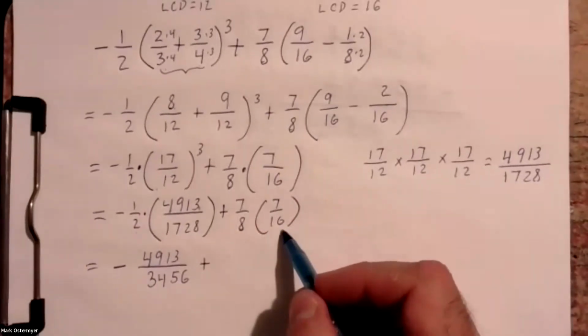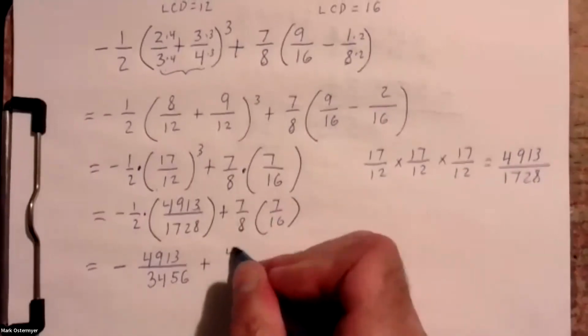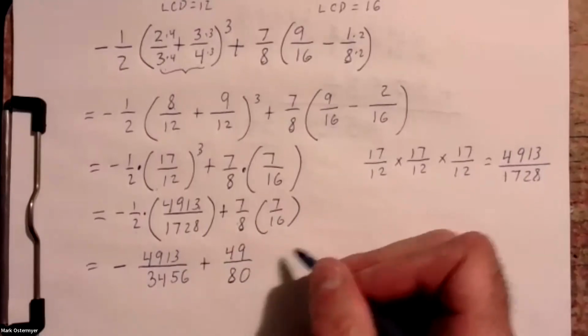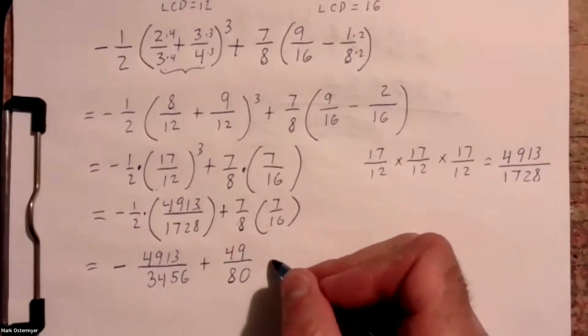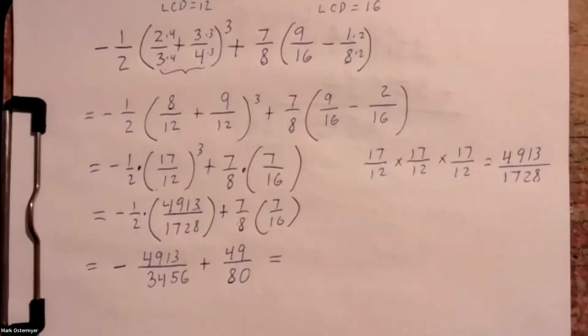7/8 times 7/10. There's no cross canceling available either way. So 7 times 7 is 49, and 8 times 10 is 80. Now we're being asked to add these fractions together. Holy baloney. Unfortunately, 80 does not divide into 3456 evenly, so we can't use 3456 as the least common multiple.